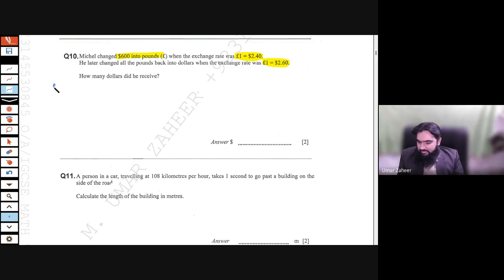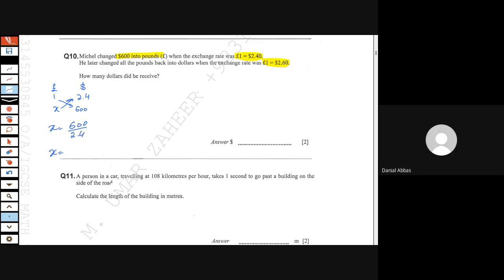First we will divide 600 by 2.4. You have to convert $600 into pounds first, right? Yes. We have pounds and dollars. 1 pound is $2.4. Now we have $600 into X. So do the cross multiply. This value is going to be 600 divided by 2.4, and that is equal to 250.